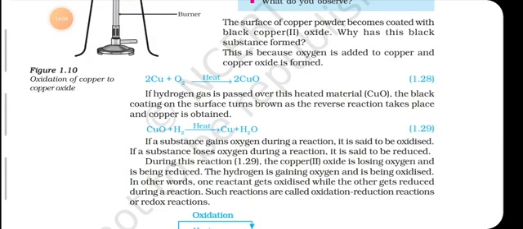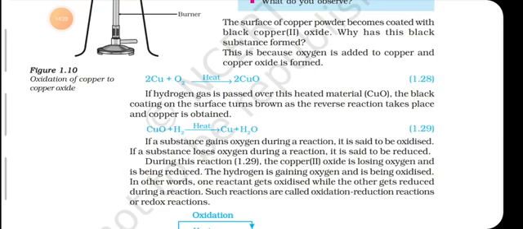So the reaction will be something like 2Cu plus O2 will give you 2CuO, that is copper oxide.